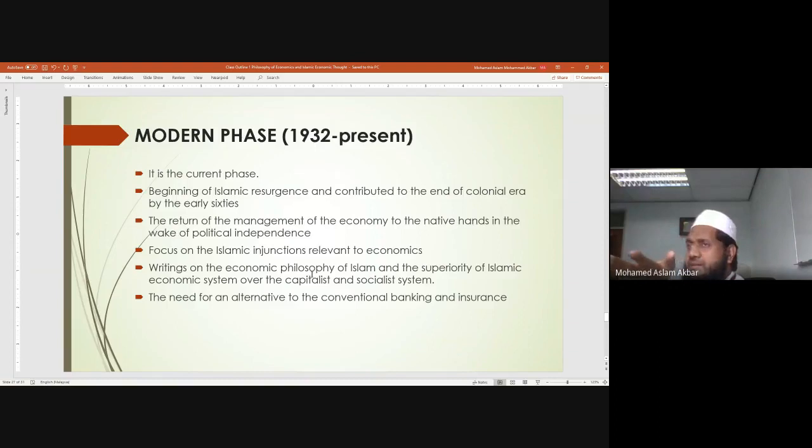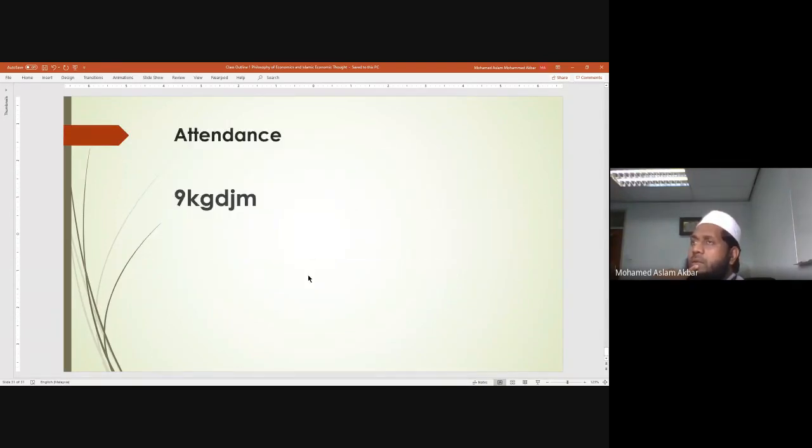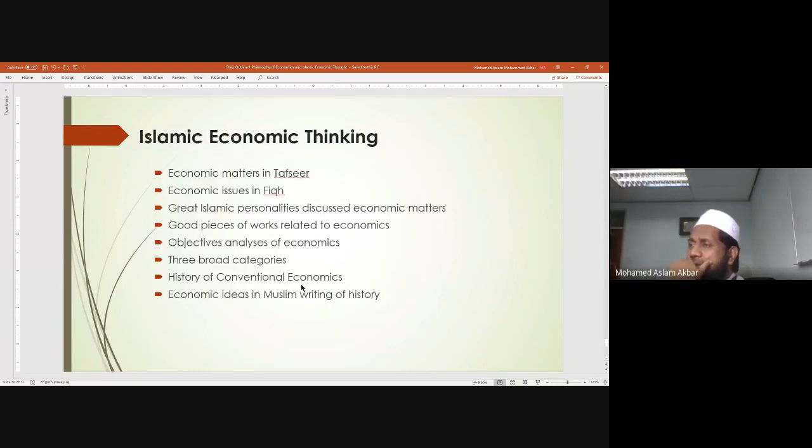And then the modern phase. The modern phase, what we call the current phase after 1932, today what we call modern Islamic economics. And this one, I think you already know about it, what we are doing today. And this is how I finished this one. Then I will talk about Islamic economic thinking maybe in the next class.